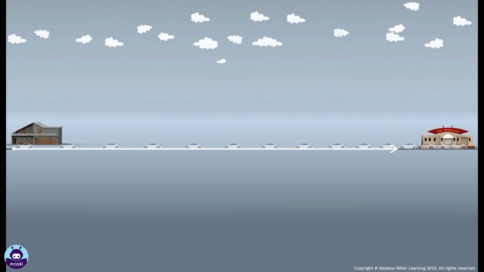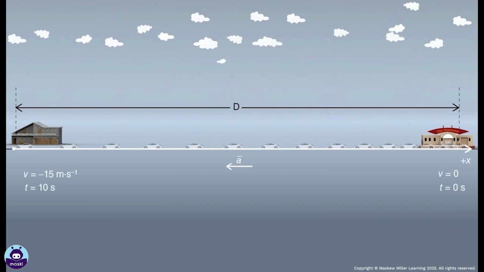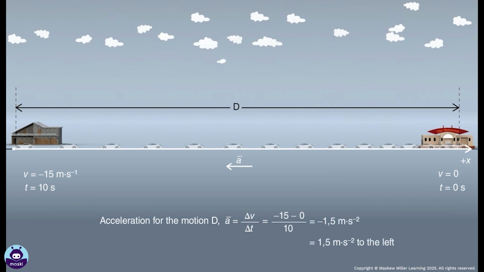Let us calculate the average acceleration. We denote this motion as d. Acceleration for the motion d. A bar equals delta v over delta t equals negative 15 minus 0, all over 10 equals negative 1,5 meter per second square, equals 1,5 meter per second square to the left.